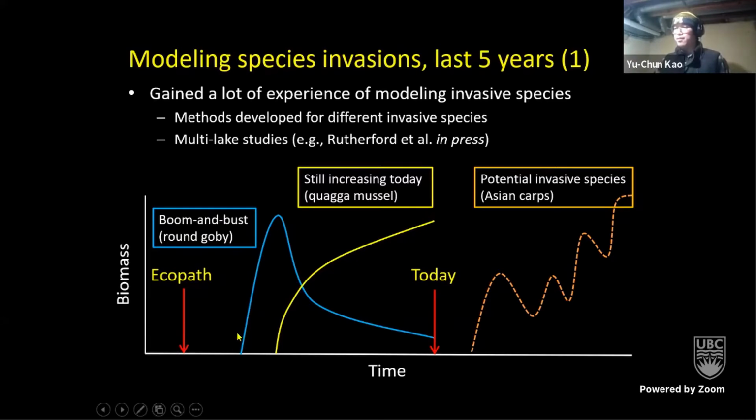One of them is boom and bust, like round goby. The other one is that it is still increasing today, like quagga mussel. The biomass is still increasing at the end of our calibration period. And finally, the other one is people want to know potential invasive species, like Asian carp, a hypothetical invasion. So we developed a method for each of these scenarios.